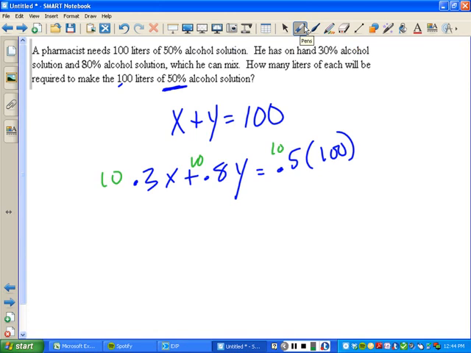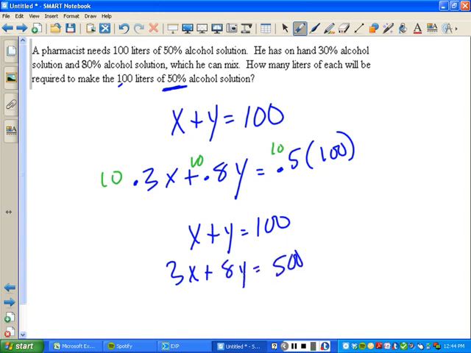So you're going to get x plus y equals 100, 3x plus 8y equals 500. What can I multiply by? Two choices. -3 is one. -8's the other. Where'd you get the 500? The 0.5 times 10 is 5. 5 times 100 is 500. Good question.